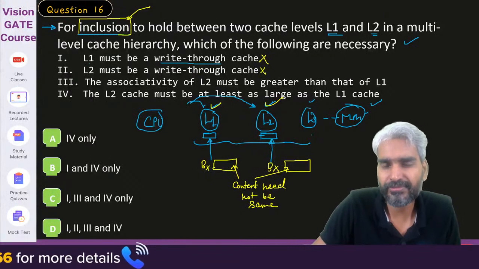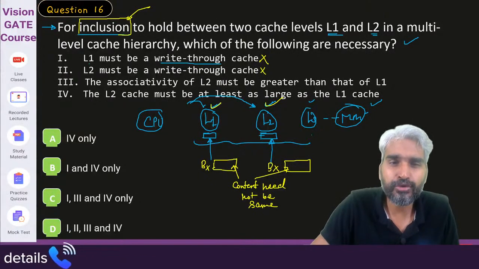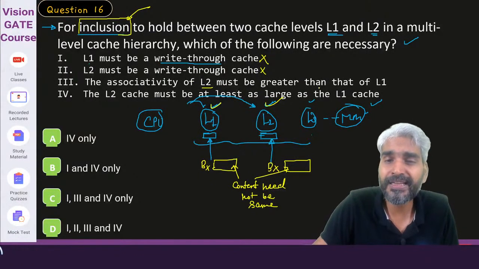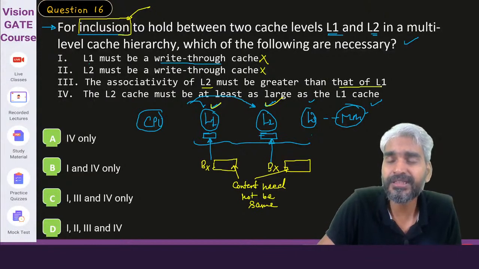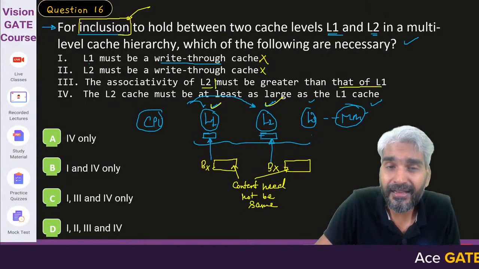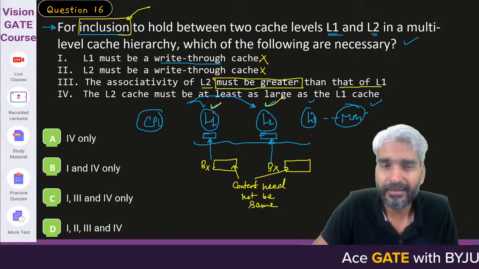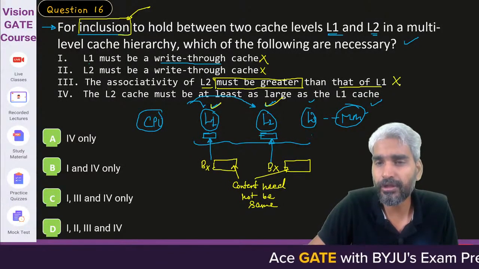No, none of them should be write through. That's fine. The associativity of L2 must be greater than the associativity of L1. Must be greater? No sir, they may also be equal. They may also be equal. So this is also wrong.